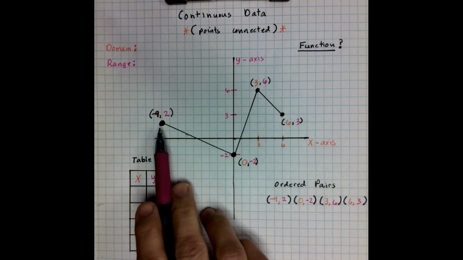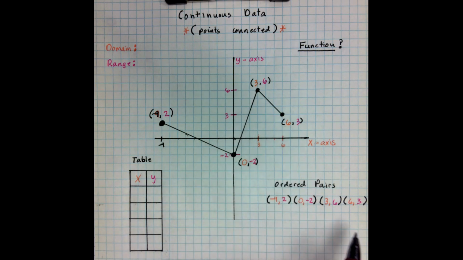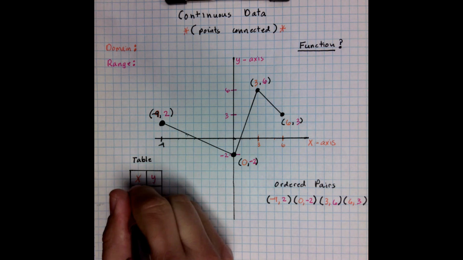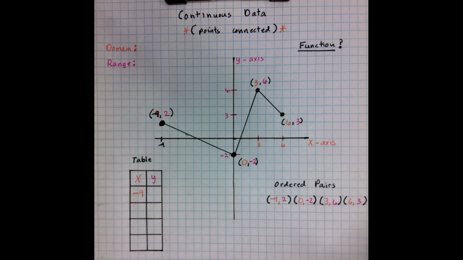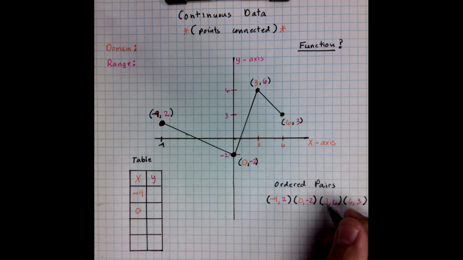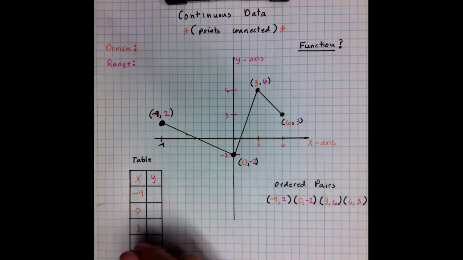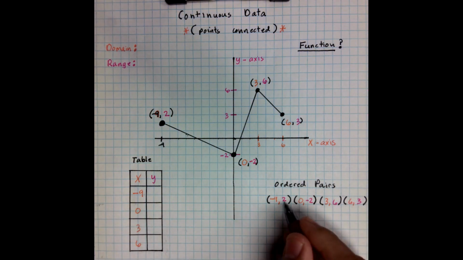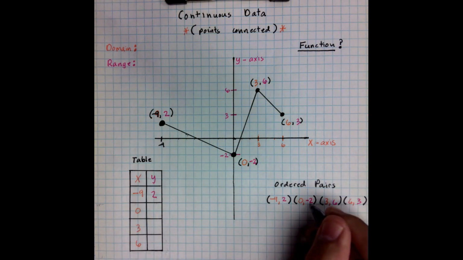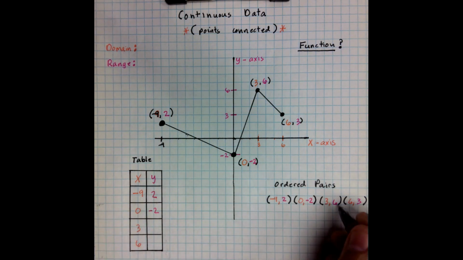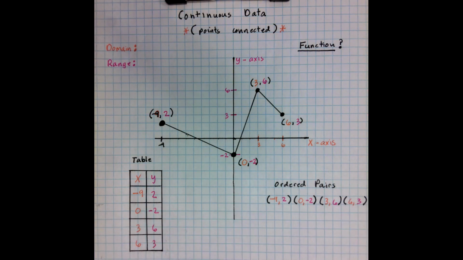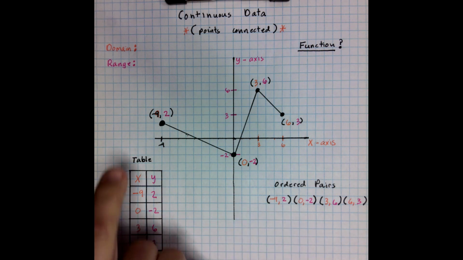If we were writing these major points that we have plotted on our graph, I would just write them out just like that. If we're writing this for our table, I would put them in order, such as -9, and then we have 0 for x, we have 3 for x, and we have 6 for x. And then for my y values, we have 2 goes with the -9, -2 goes with the 0, 6 goes with the 3, and 3 goes with the 6. So you can just see it written in different ways.